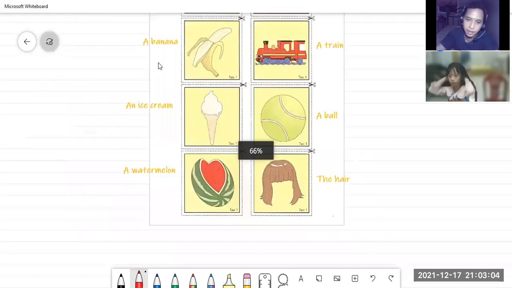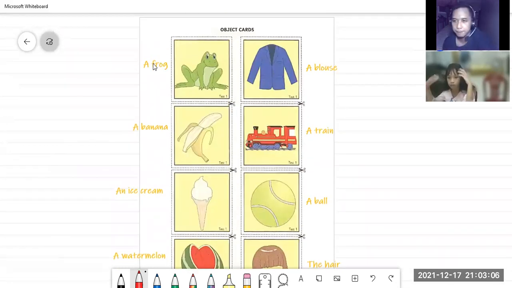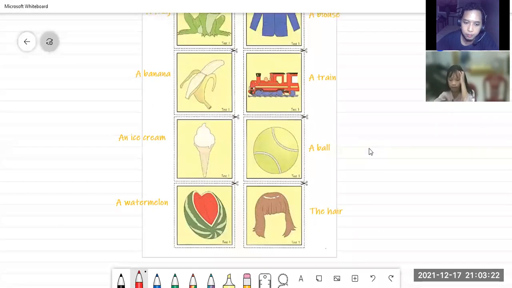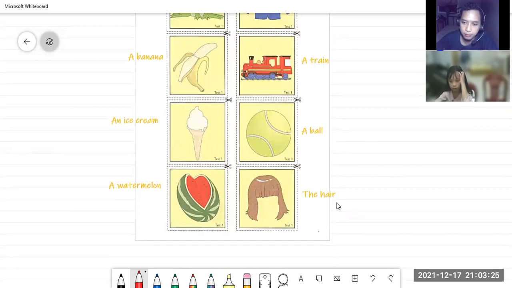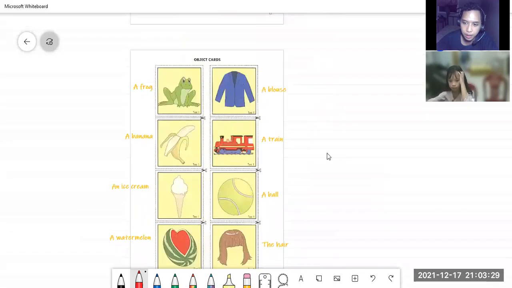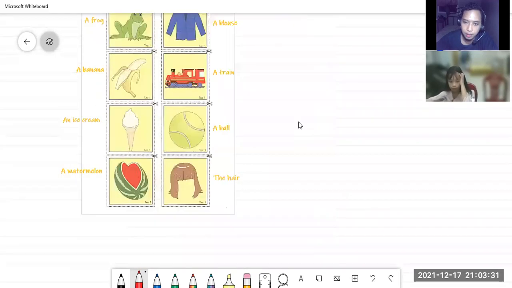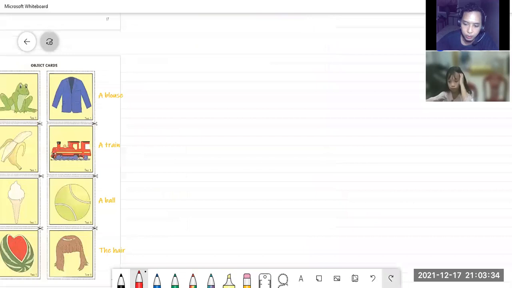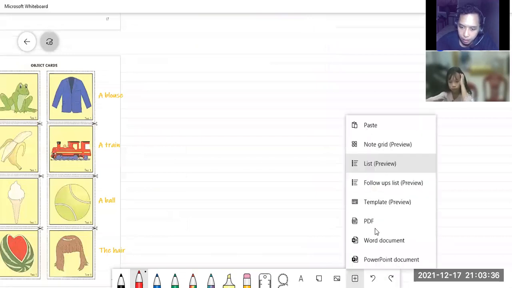Can we say again? A frog. A blouse. A banana. A train. An ice cream. A ball. A watermelon. The hair. Very good. Okay. Next, we will have a next one.